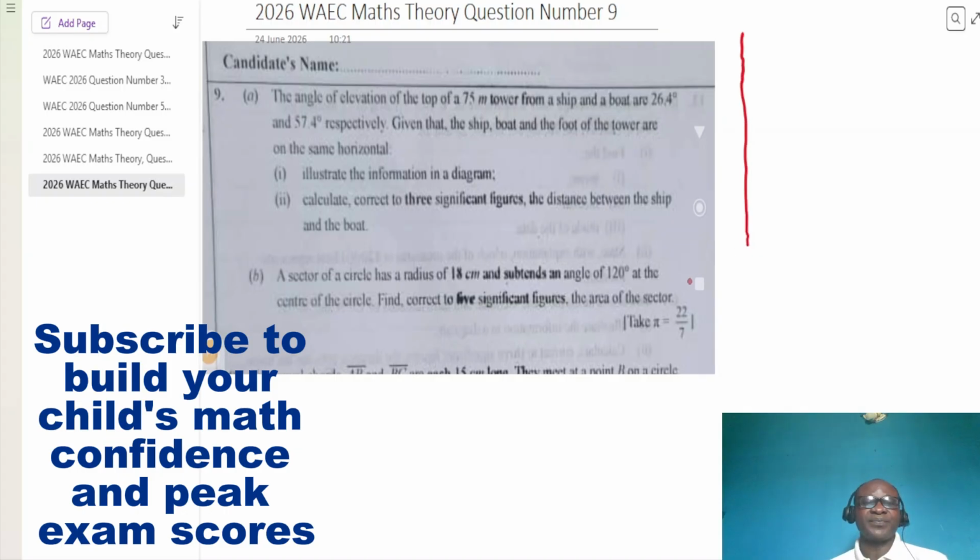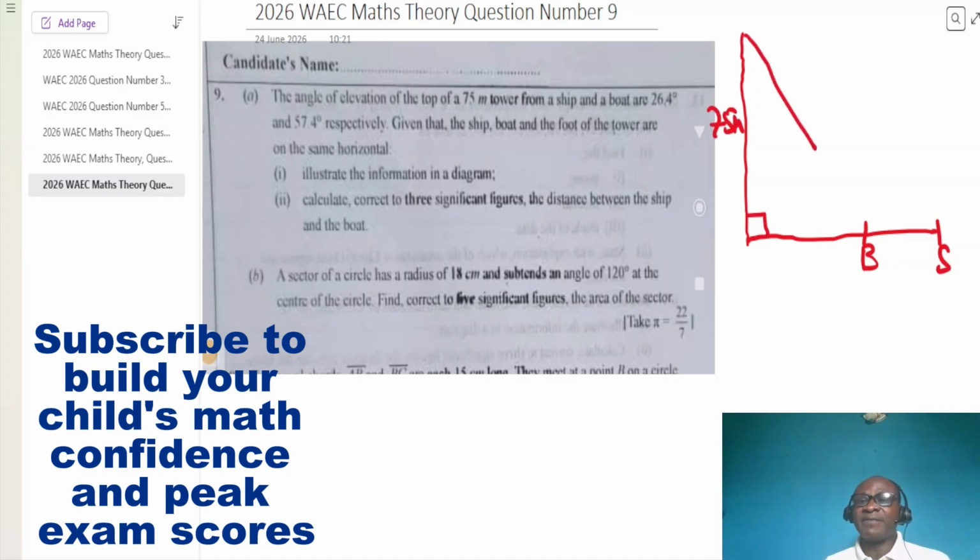Therefore, in the first scenario, I can draw this information based on question I, and represent it as a diagram. This represents the tower. It could be possible that the ship and the boat are on the same side. So let here be the position of the boat and here the position of the ship. Therefore, this is angle 90 and this is the height of the tower, which is 75 meters.